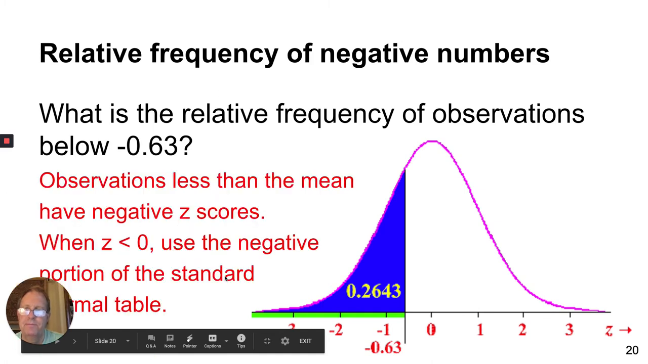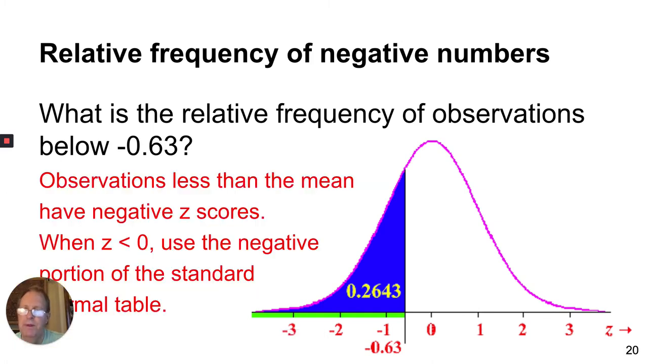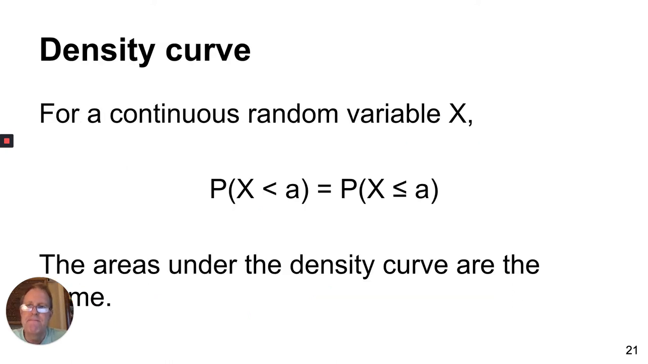Okay. Did I miss anything? Observations less than the mean have negative z-scores. When my particular z is less than 0, I have to use the negative portion of the standard normal table. For continuous random variables x, the probability of getting a random variable x less than a particular a is equal to the probability of getting that x less than or equal to a. This deserves some explanation here.